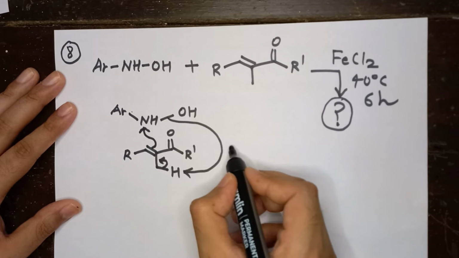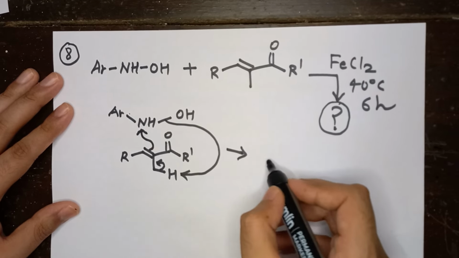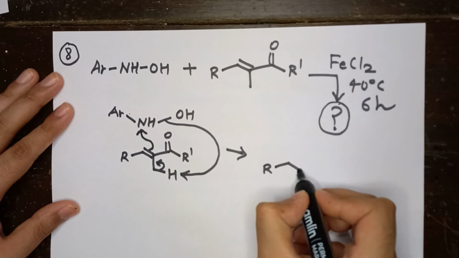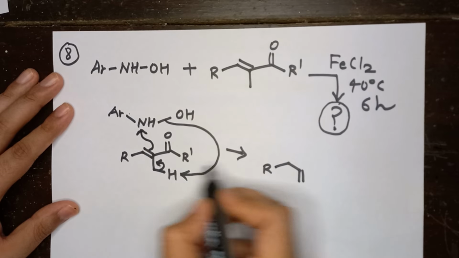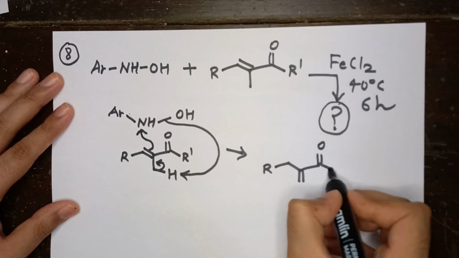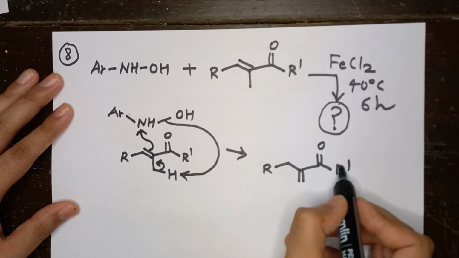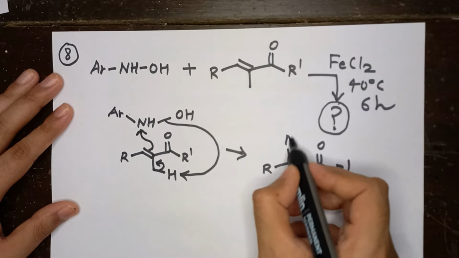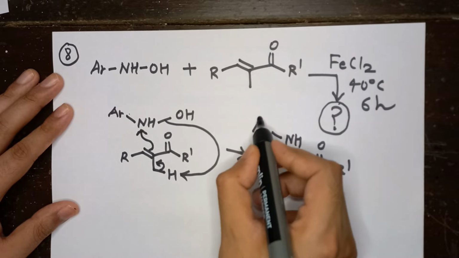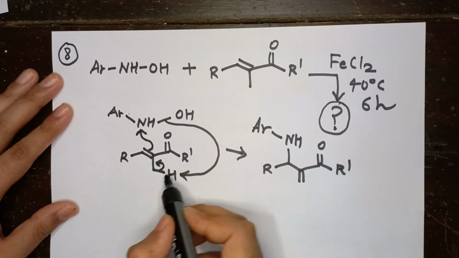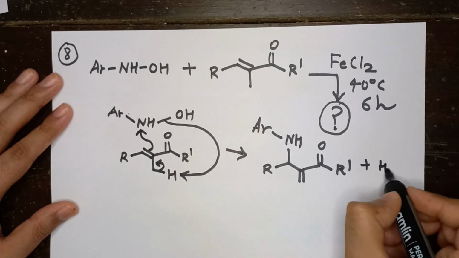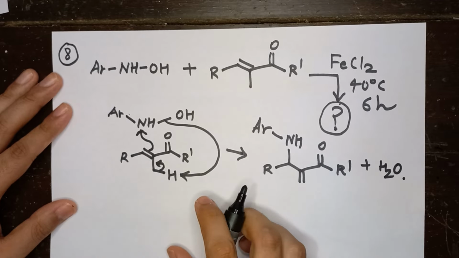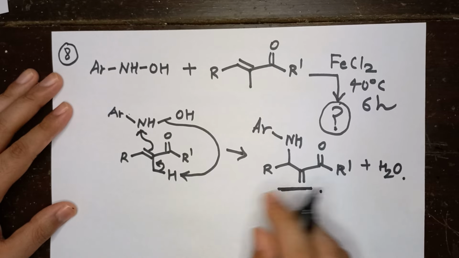So the product will be, so here we have a double bond, this will remain the same, and now this is bonded with NH and Ar group. OH has left now in the form of water, so the byproduct is water here. So this is the product for this reaction.